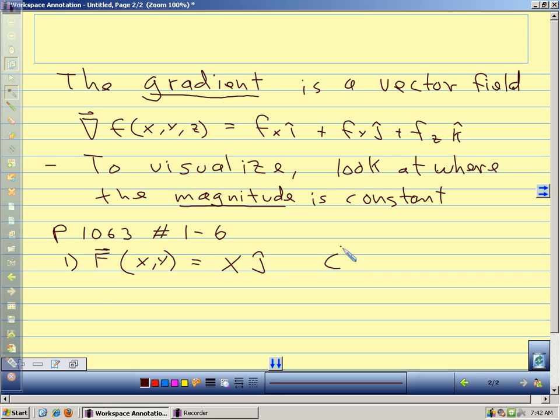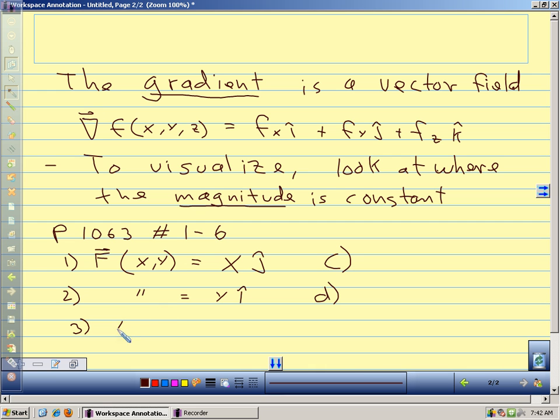So the second one is kind of the opposite. F of xy equals y i. So which one's that going to match? D. That one's going to match D. It's constant magnitude on horizontal lines. So that one matches D. Number 3.